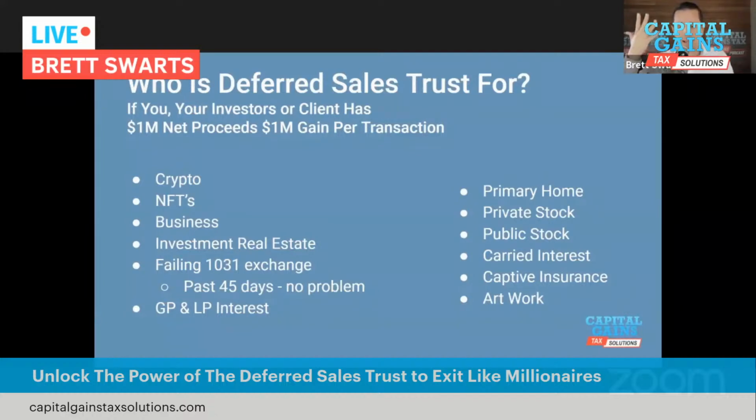And if the client has 2 transactions at $500,000 each, like let's say $500,000 of crypto and $500,000 of an investment property, we can combine those 2 into one trust. But it works for crypto, NFTs, businesses, again, investment real estate. It can save a failing 1031 exchange. How many of you have clients that say, hey, I'd love to list with you, but I need to have that 1031 lined up. I'd love to list the property, but go find me that deal first.